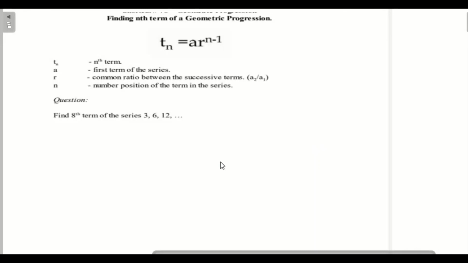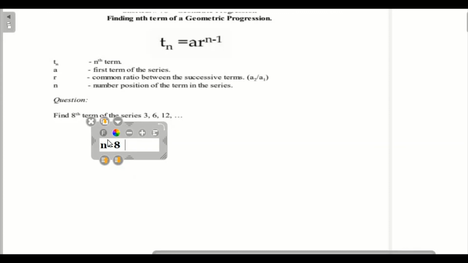Find the nth term of the geometric progression. We have to find the nth term of the geometric progression. Geometric is something what we called as we are finding the square values. So here we have the number. The eighth term of the series is 3, 6, 12. We have to find the eighth term in the series. So we have the numbers, that is we have given the value. So n is equal to 8.